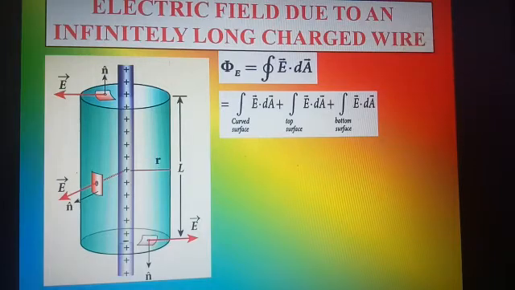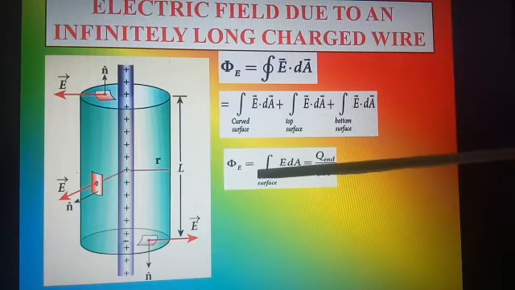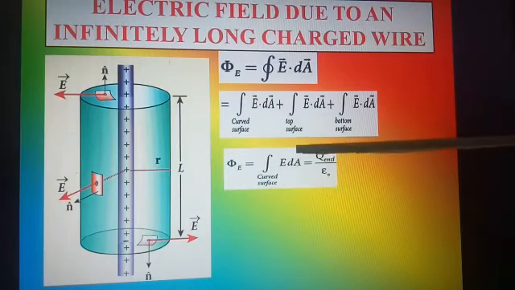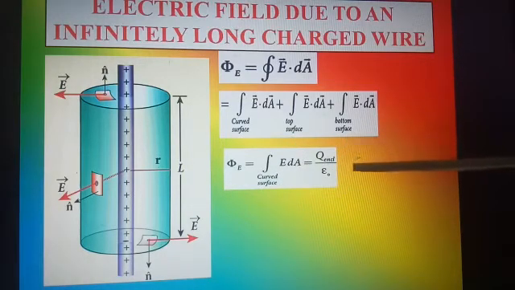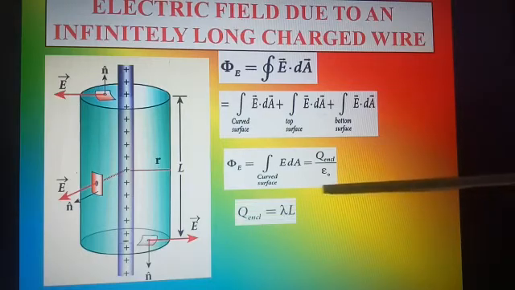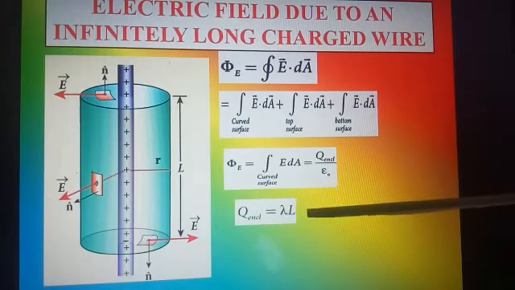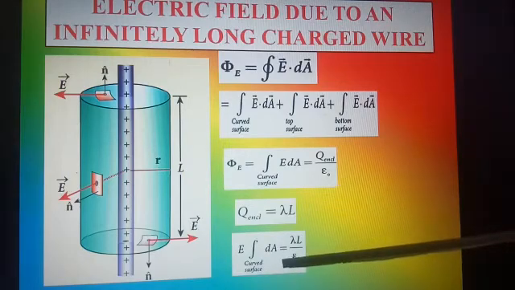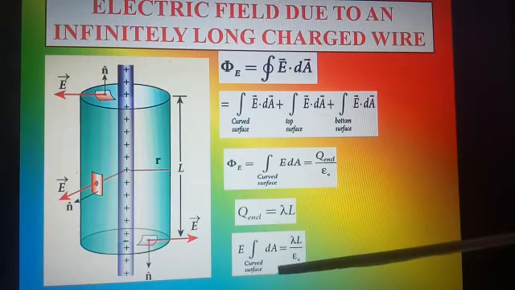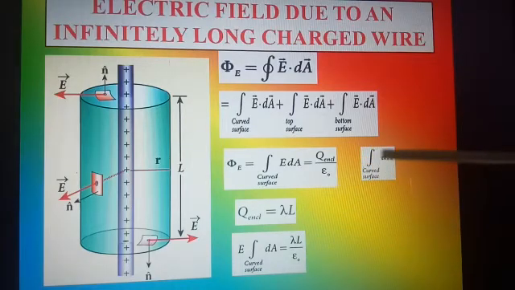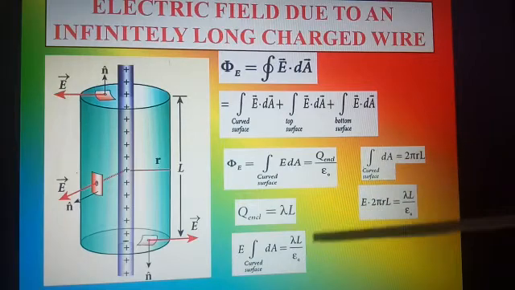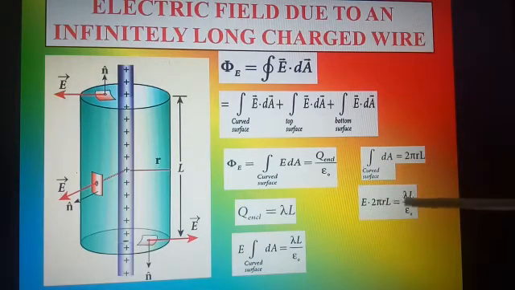Now apply the Gauss law to the cylindrical surface. We have the equation phi equals the integral over the curved surface of E dA, equals Q enclosed by epsilon naught. But Q enclosed is lambda L. So we can substitute: E times the integral over the curved surface of dA equals lambda L by epsilon naught. But the integral of dA is 2 pi r L. Substituting, E times 2 pi r L equals lambda L by epsilon naught.